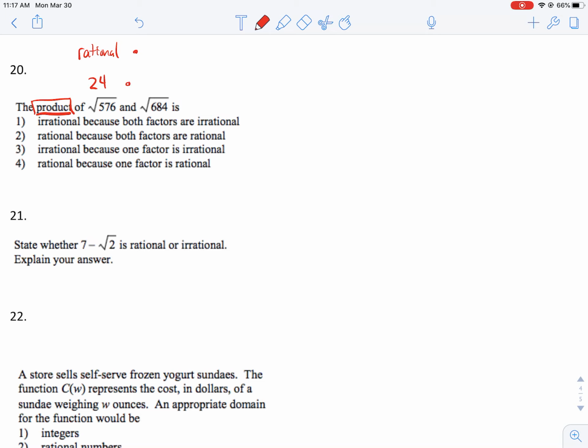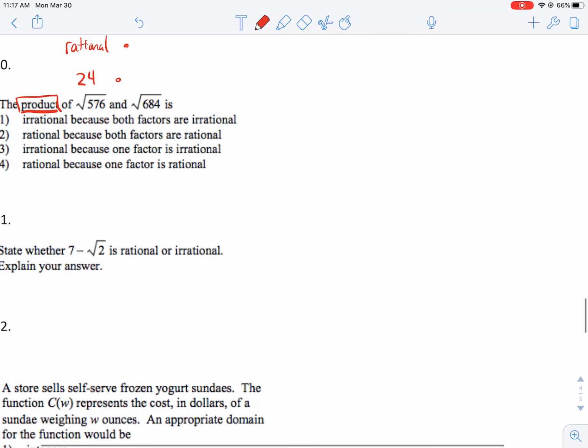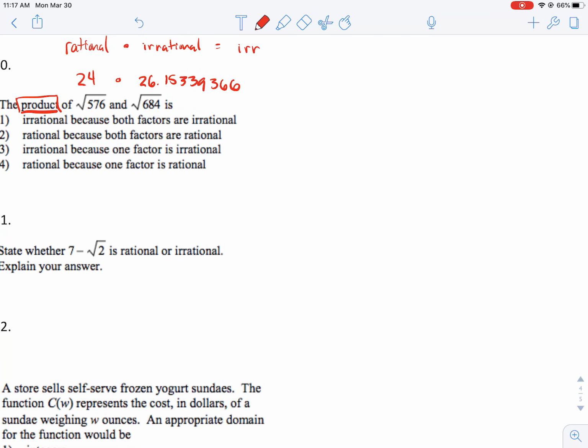Now we're talking about the product, which means we're going to multiply these two pieces together. So we got 24 times, I want everybody to take the square root of 684. Now we don't get a perfect square here, do we? Since 684 isn't one of our perfect squares, this is an irrational number. And remember our rule: a rational times an irrational is an irrational number.